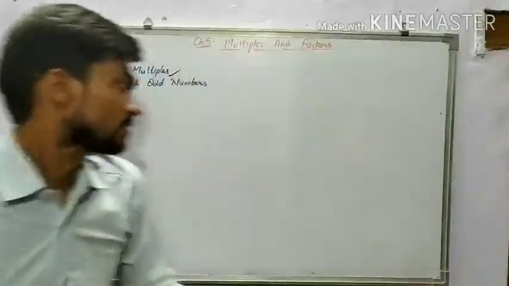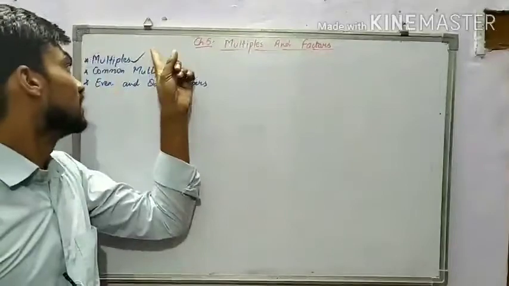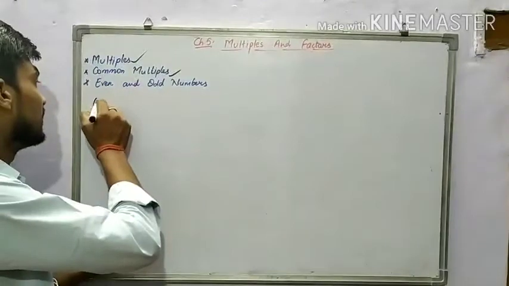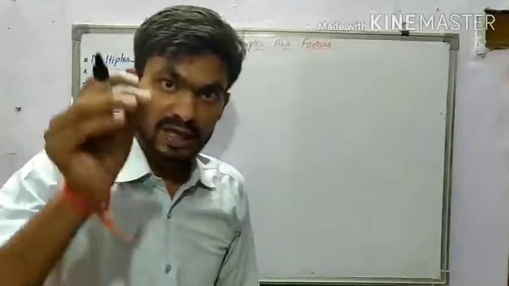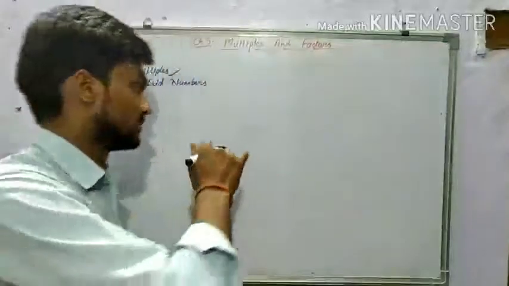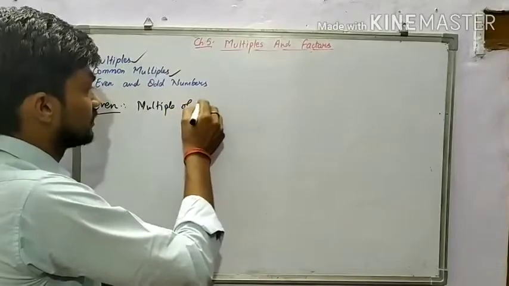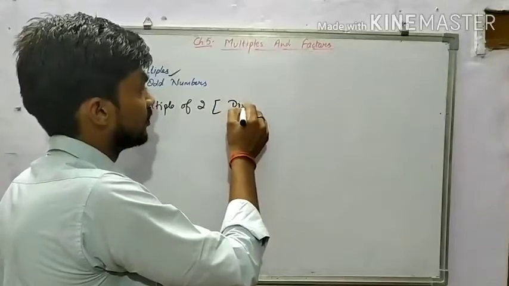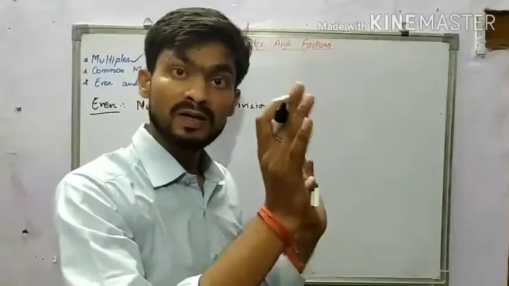Let's see. I have just told you multiples and common multiples. This concept we will use. So a number will be even if this number is a multiple of 2. Means when we divide by 2, when we are doing division by 2, no remainder we get.